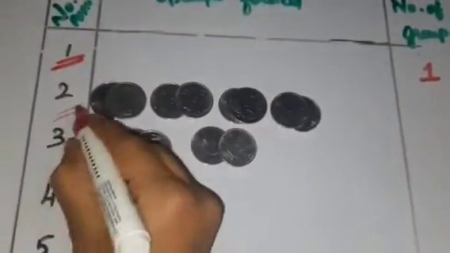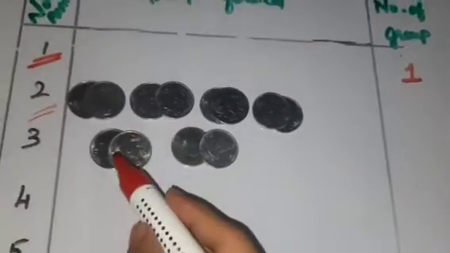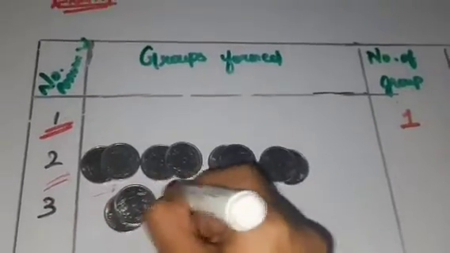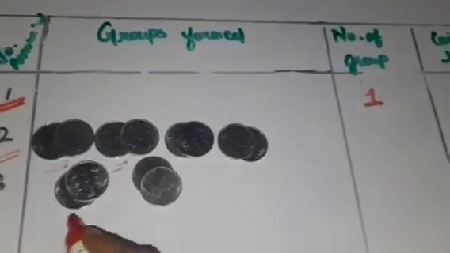Now the number announced is 2. So we are going to group the coins 2 each, so that it forms totally 6 groups. 1, 2, 3, 4, 5 and 6. So totally there are 6 groups that have been formed here. And is there any other coin left here, students? No, right? So 0 coins left.